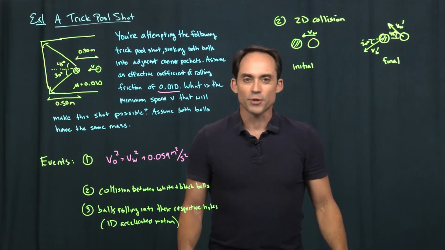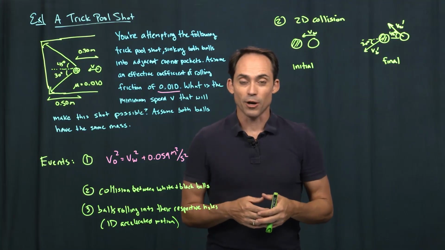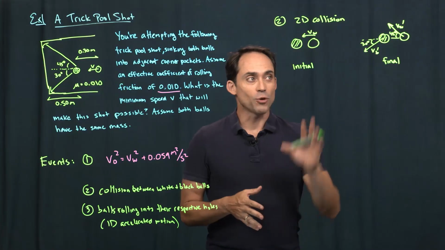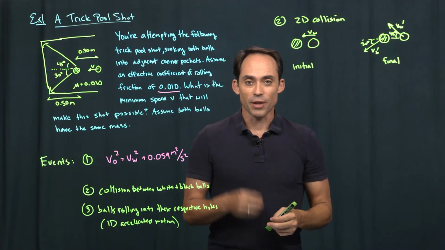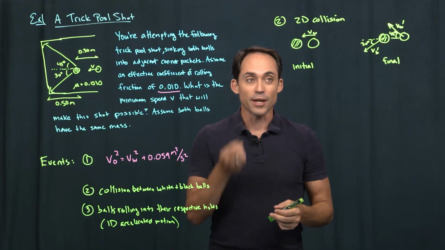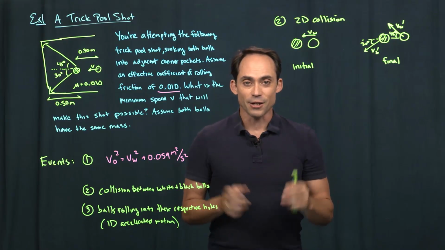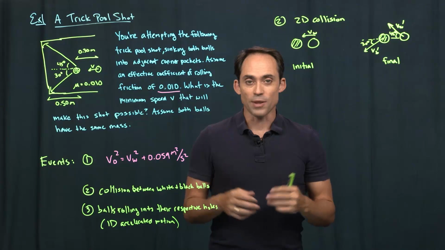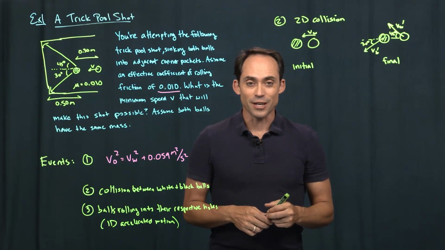So with our first constraint on our unknowns, let's now turn to the next event, which is the collision between the white ball and the black ball. I've drawn the initial and final schematics of this collision. We've got the white ball coming in with some speed VW to a stationary black ball. That's our initial state. And then afterwards, these balls are traveling off at their specified angles, and we're hoping they have enough velocity to make it to their destinations.